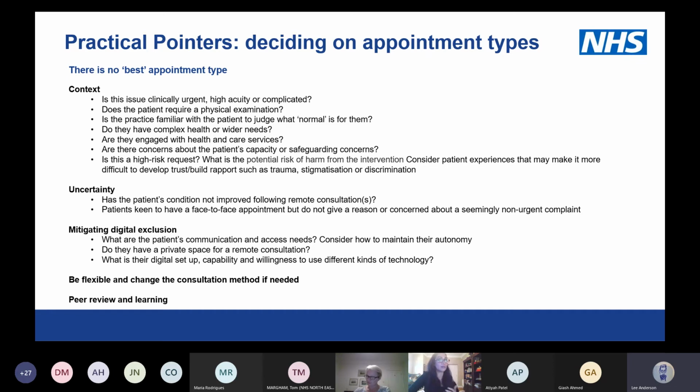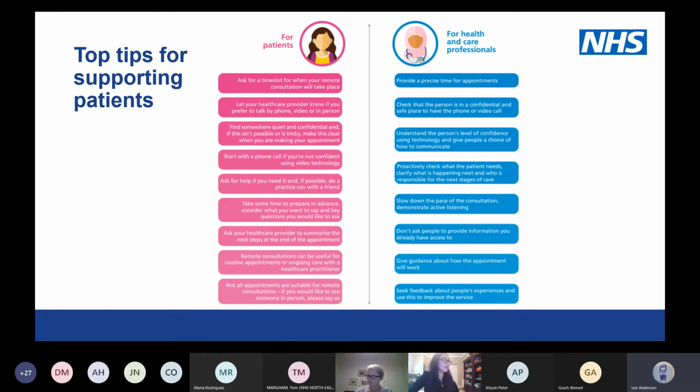And that's really helped us build confidence amongst our practice team about how we make decisions about the most appropriate consultation type. And then the last slide, I think. Finally, there's been lots of work done by Healthwatch and National Voices around the patient feedback and what can we learn from patients about how we can improve access for them.